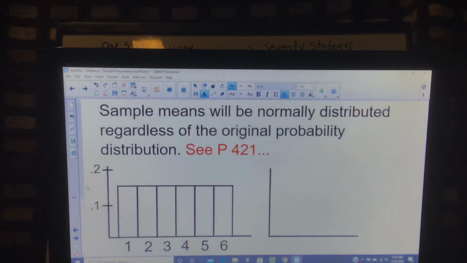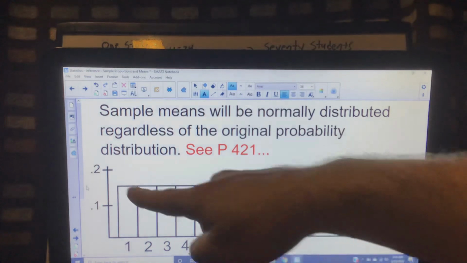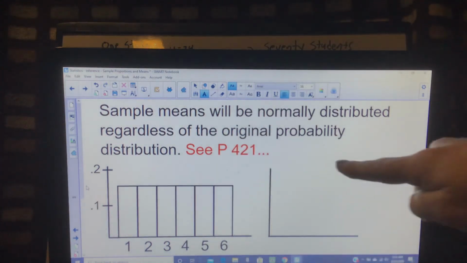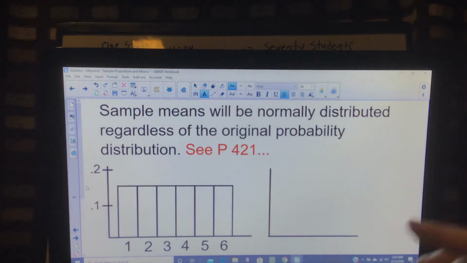So say I rolled 50 dice. The average roll, if I added all the numbers on the dice and divided by 50, most of my results would come around the average, and very few would be far away from that. So even though the original distribution could look like anything, the sample distribution of the averages with a high enough sample size always turns out normal. All right? Hopefully that makes some kind of sense.